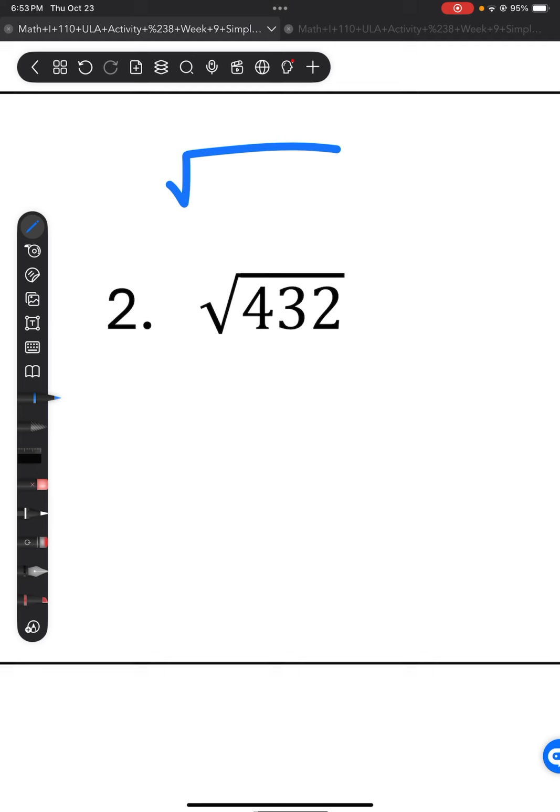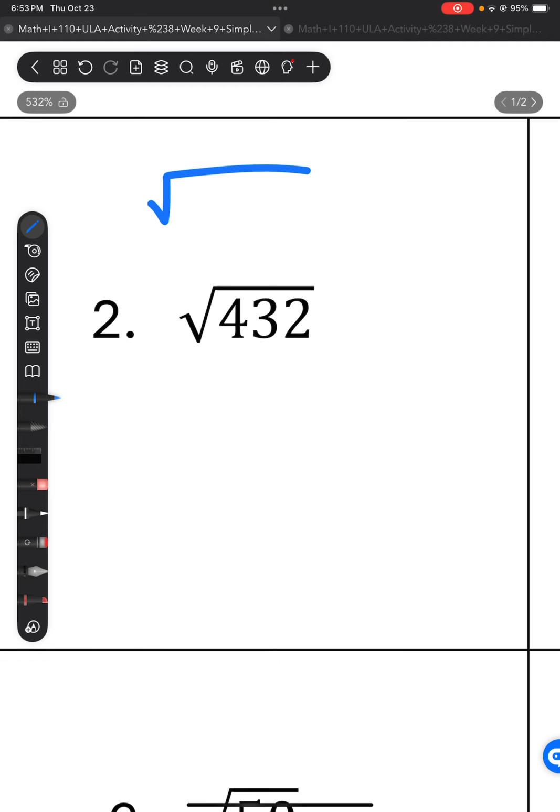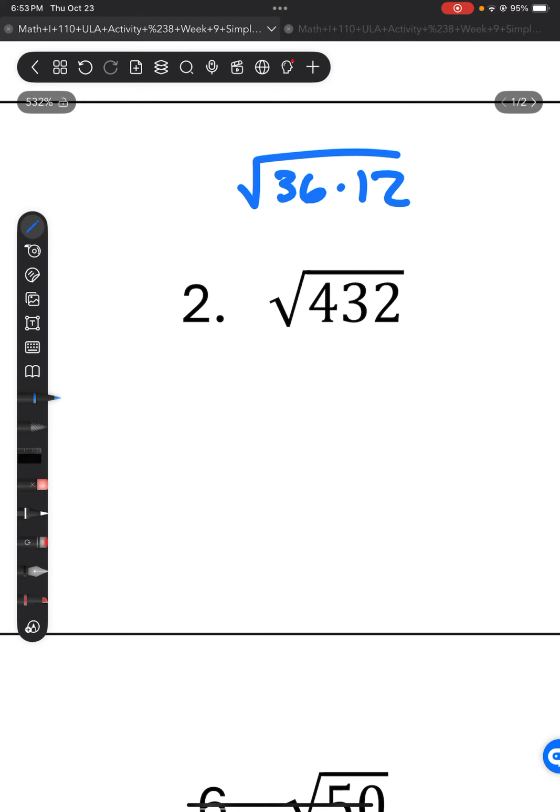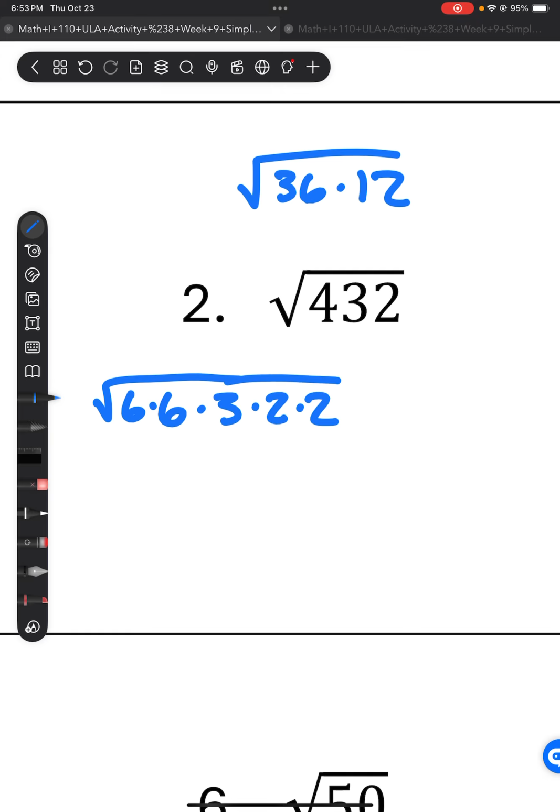All right, and then number 2, square root of 432. If you want to remember the perfect squares, I just have those in my head. However, you can always do the factor tree that I showed in class. So with 432, I think about there's 36 times 12, right? From there, I can break those out to 6 times 3 times 4, which I'm going to put as 2 times 2, right? So it's the same thing as 4.